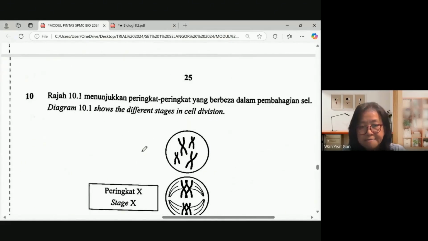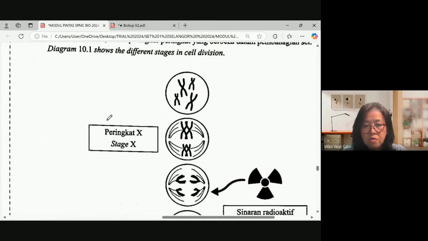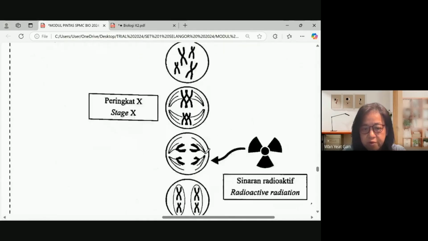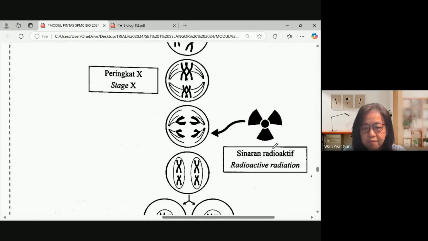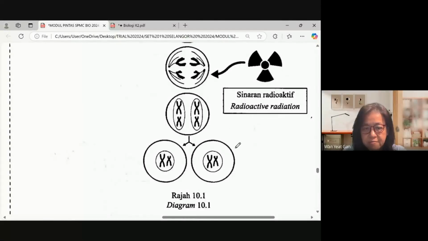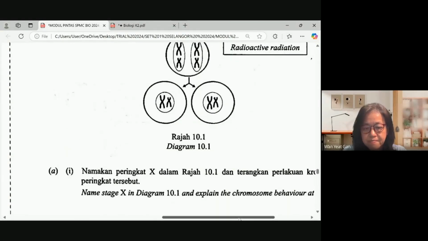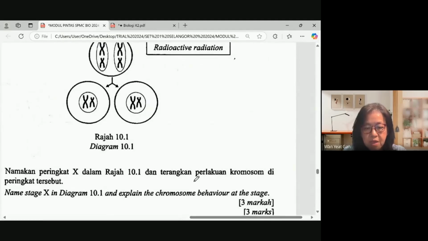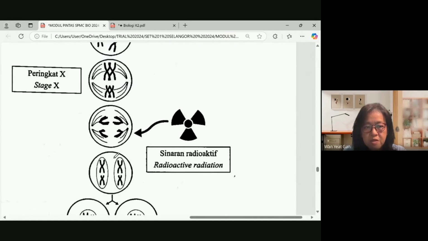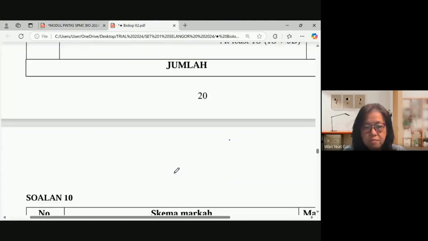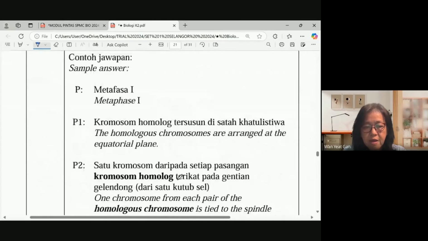Okay, question 10. Diagram 10.1 shows the different stages in cell division. So you can see this is a meiosis because there is crossing over, and the radioactive radiation occurs at this stage here, anaphase. Name stage X and the chromosome behavior at this stage. Stage X. Okay, so stage X is metaphase 1.